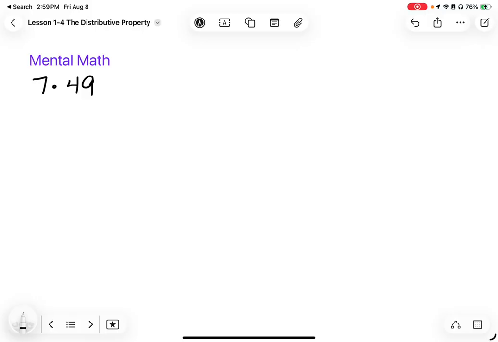So 7 times 49 is maybe the kind of problem that I would not normally be able to multiply without a calculator. Maybe you can. Maybe you can do 7 times 49 without a calculator, but I can't. So I'm going to try to do this problem using the distributive property. Now I can't do 7 times 49, but what I can do is 7 times 50. Multiplying by something that's a multiple of 10, like 50, is pretty simple.